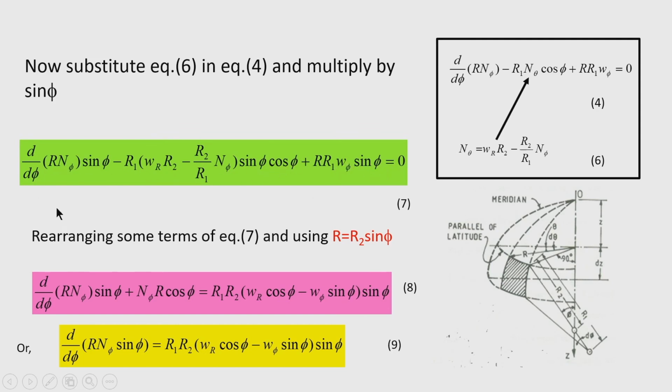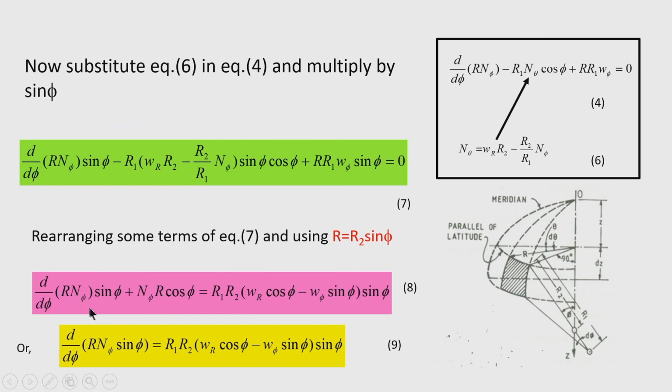Now, rearranging some terms and using this expression r equal to r 2 sin phi, you can see this r is here the radius of the parallels of latitude, and it is related to the second principal curvature r 2 with the relation r equal to r 2 sin phi. So, substituting this here and rearranging some terms, we get d by d phi of (r n phi sin phi) plus n phi r cos phi equal to r 1 r 2 into (w r cos phi minus w phi sin phi) into sin phi.